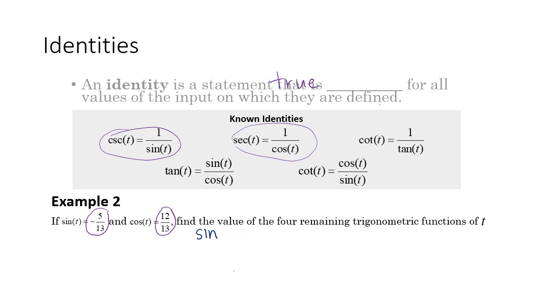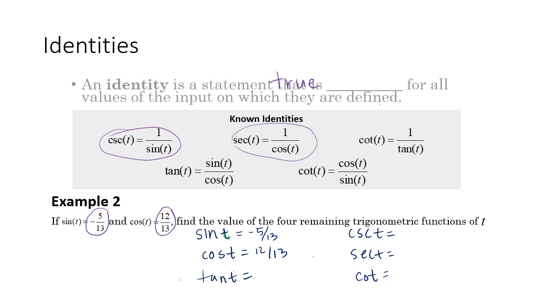And make sure when you're writing this, I always notice a lot of students just want to write sine equals. Make sure you write the sine of theta, or the sine of whatever your angle is labeled as. So sine, cosine, which I know is 12 over 13, tangent, don't know yet, cosecant, I don't know yet, secant, and cotangent. I always do this for myself so I never forget to find one, and it also helps keep my work organized.